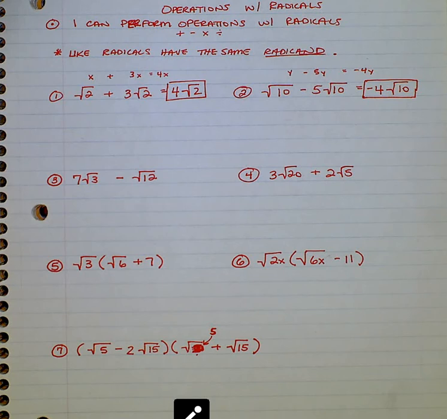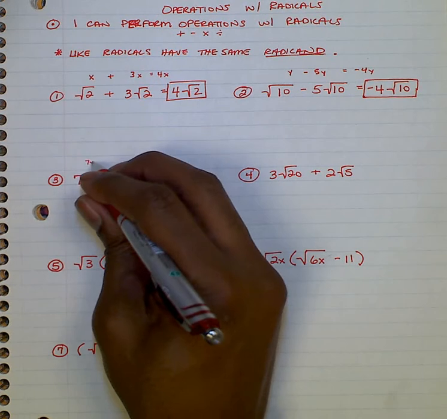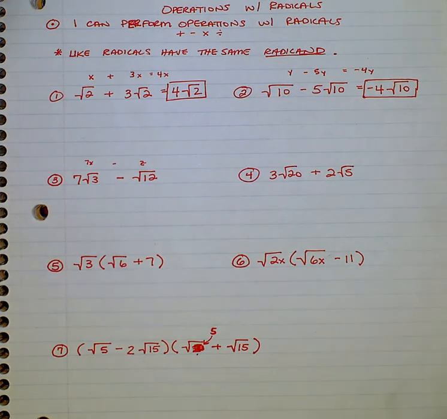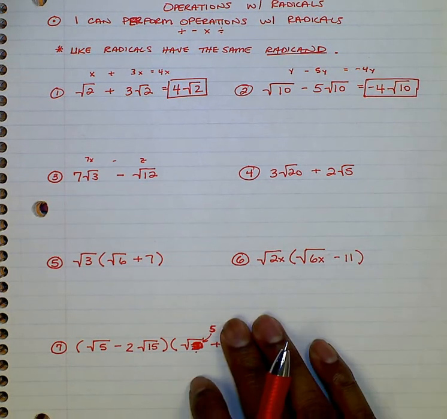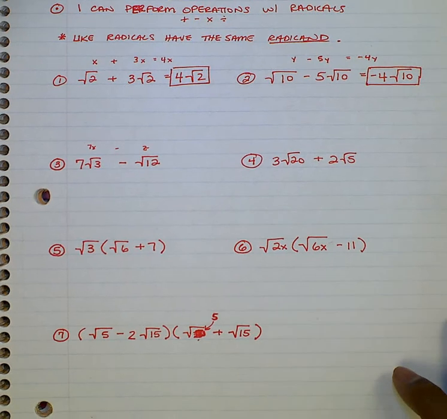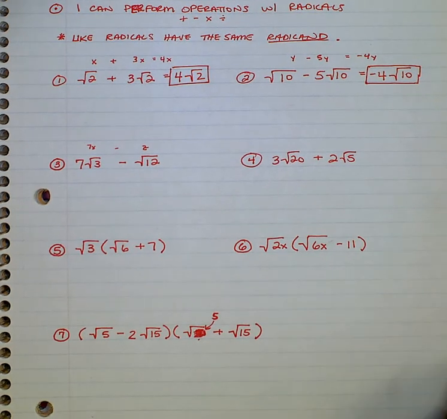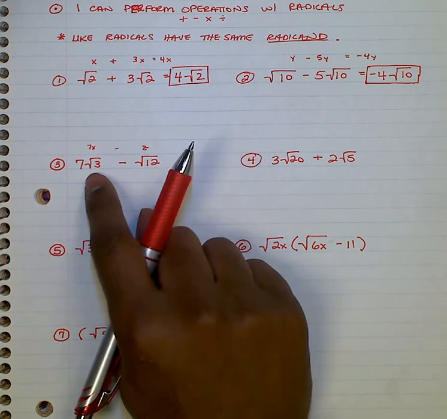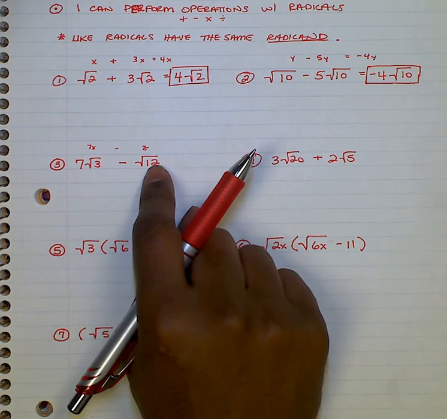Now, one time where this is different than variables is that sometimes they look different at the beginning of the problem. You would never see a problem where I say 7x minus z and you'd be able to simplify it. You wouldn't be able to do it. But with radicals, it's possible that we start off a problem with 2 different radicals and we can simplify it further. Because radical 12, in this case 7 radical 3 minus radical 12, isn't in its simplest form.